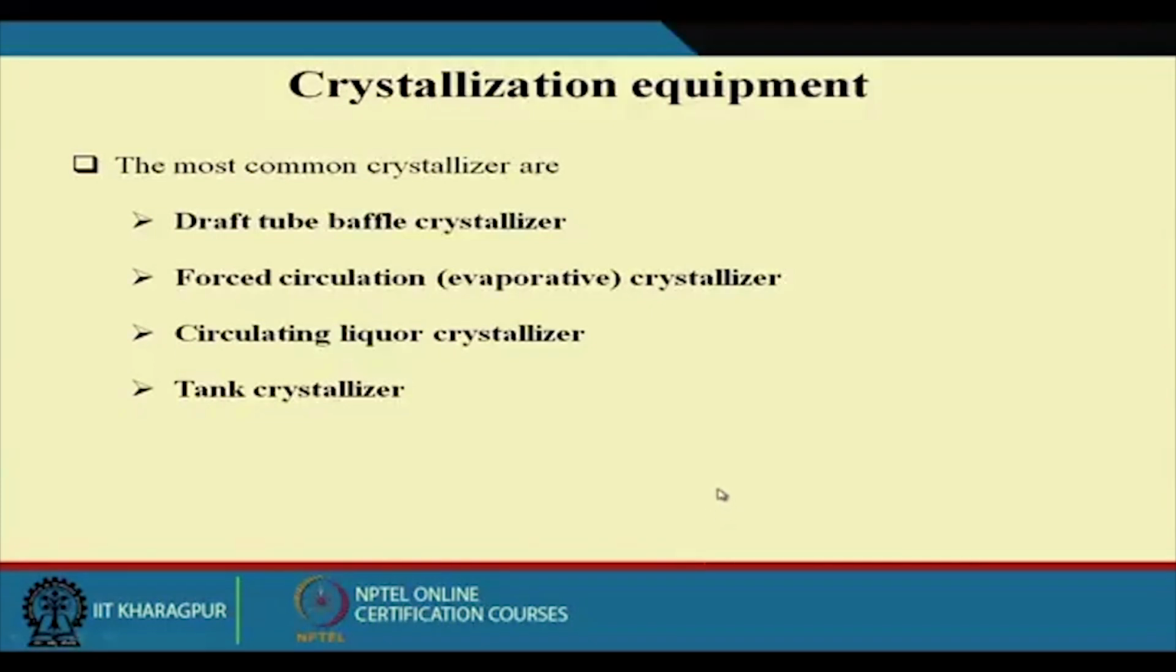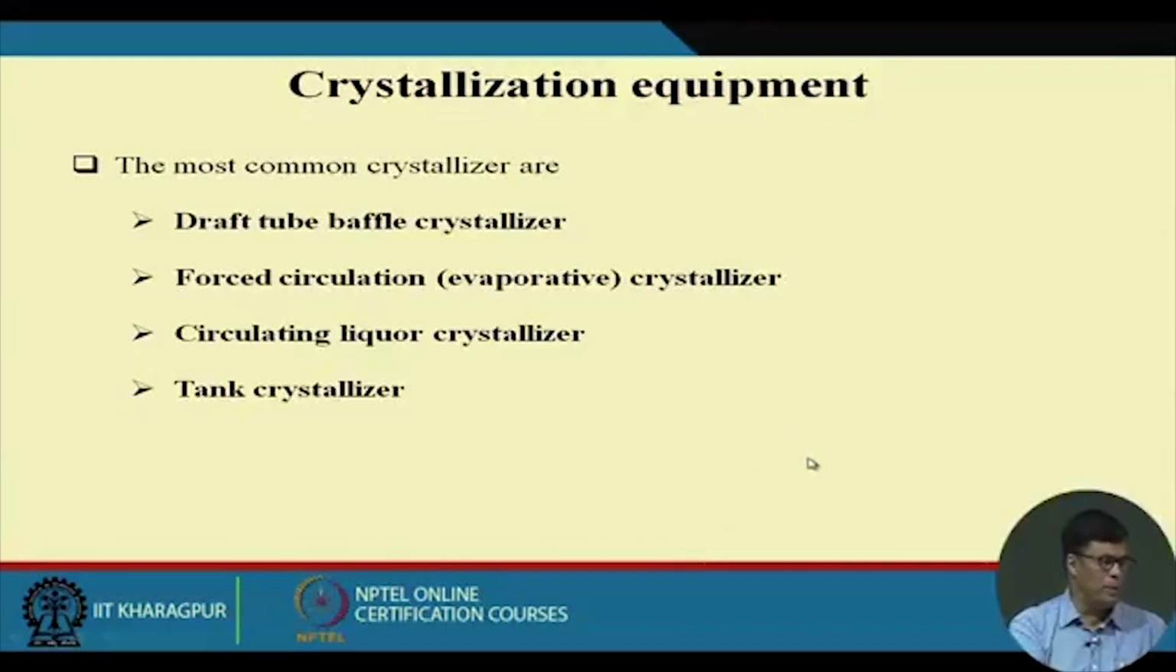Now, the different types of crystallization equipment that are in practice. One is the draft tube baffle crystallizer, then the forced circulation evaporative crystallizer, the circulating liquid crystallizer, and the tank crystallizer. There are different types of crystallizers available in the industries.